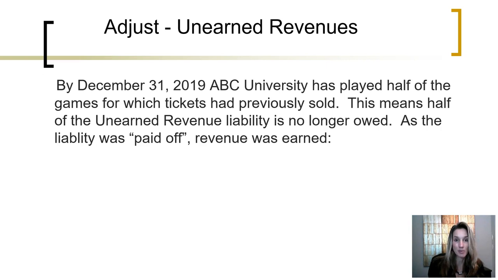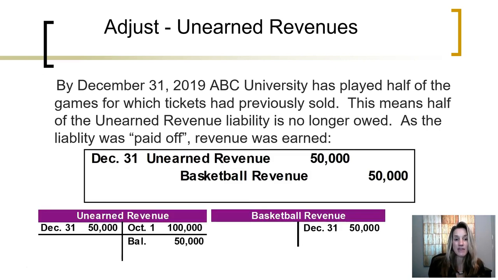So as half of the games were played, half of that liability was paid off, and half of it was earned as a revenue. So the adjusting entry at the end of 2019 would be to decrease the liability by half, or $50,000, and record that $50,000 as a revenue. So we debit the unearned revenue liability account and credit the revenue account. That leaves a $50,000 liability in the general ledger, reflecting the fact that they still have half a season that fans have already paid for the games.